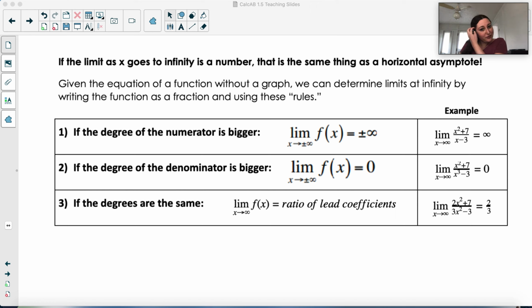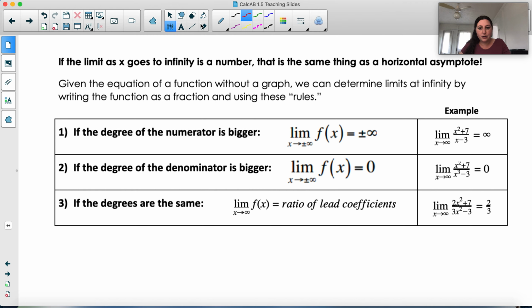When you're finding the limit to infinity and you get a number, that's actually the exact same thing as a horizontal asymptote. And if you remember from last year, there are shortcuts we can use to find those values algebraically. It's easiest if it's seen in fraction form, like a rational function. If the degree of the numerator is bigger, then the limit to infinity or negative infinity is going to be either positive or negative infinity.